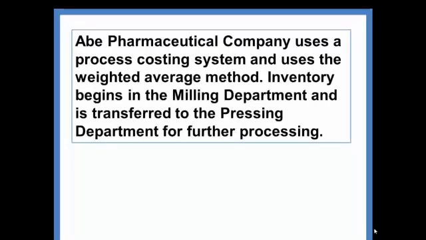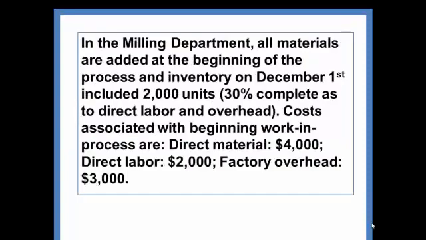Abe Pharmaceutical Company uses a process costing system and uses the weighted average method. Inventory begins in the milling department and is transferred to the pressing department for further processing. In the milling department, all materials are added at the beginning of the process, and inventory on December 1st included 2,000 units, 30% complete as to direct labor and overhead. Costs associated with beginning work in process are direct material $4,000, direct labor $2,000, factory overhead $3,000.